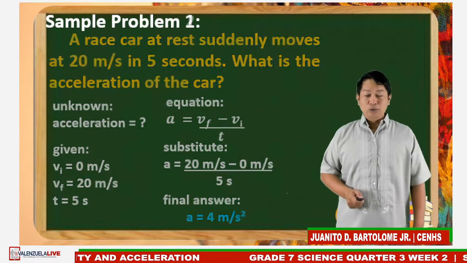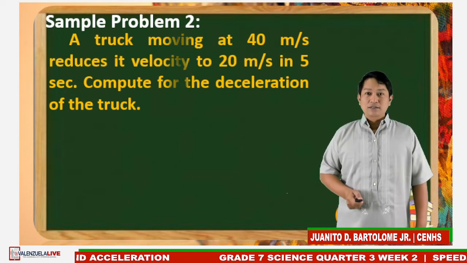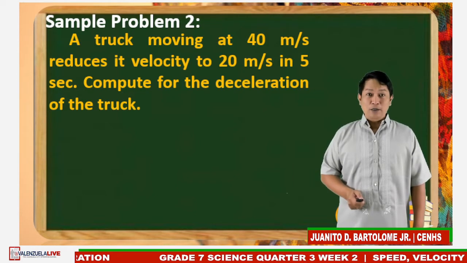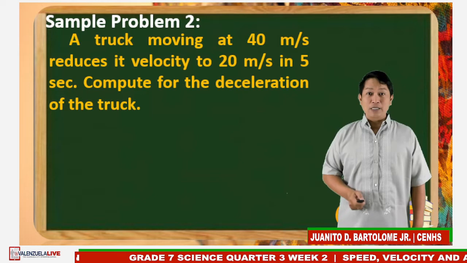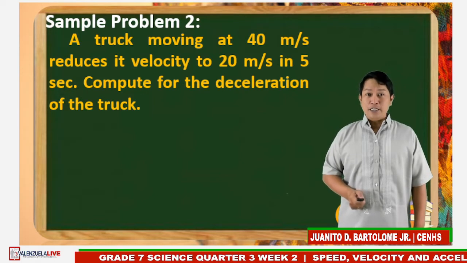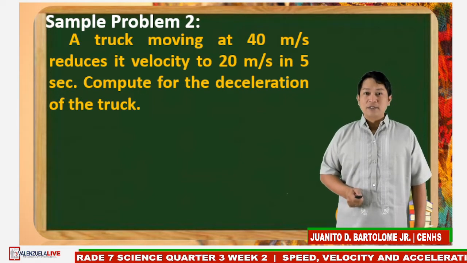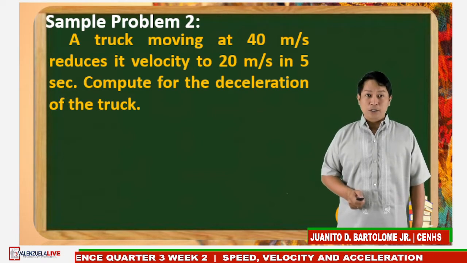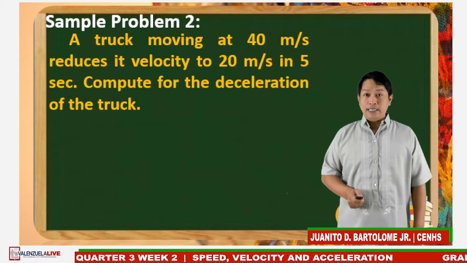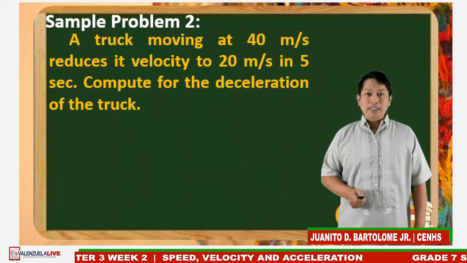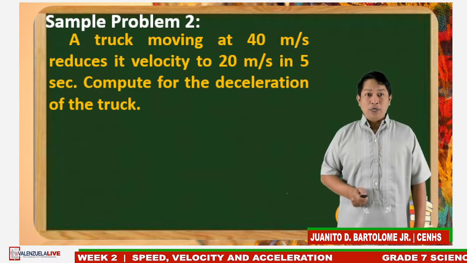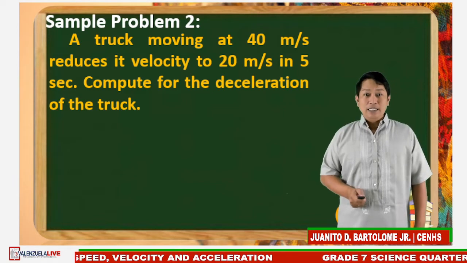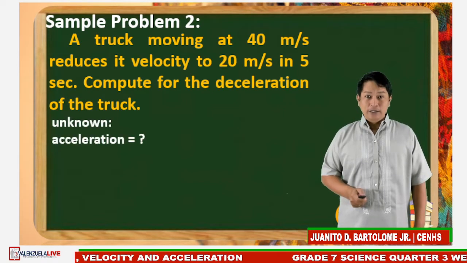Sample problem number 2. A truck moving at 40 meters per second reduces its velocity to 20 meters per second in 5 seconds. Compute for the deceleration of the truck. If a truck slows down, we will assume a negative acceleration. This is also known as deceleration. First, let us find out what is being asked. Based on the problem, we have to solve for the deceleration of a truck. The unknown quantity is acceleration.